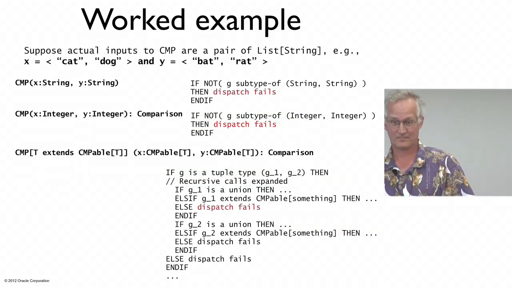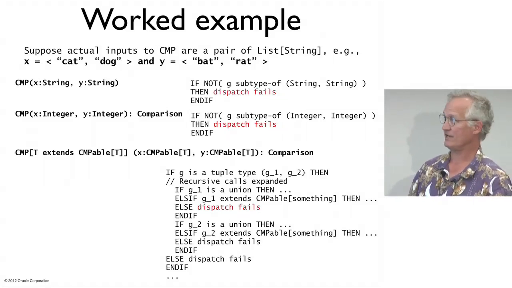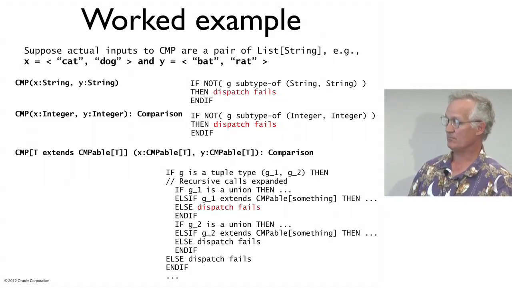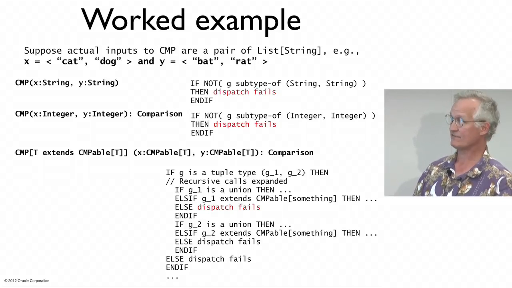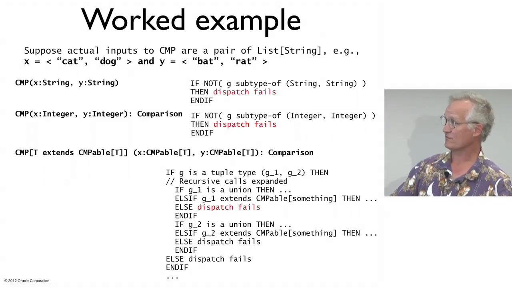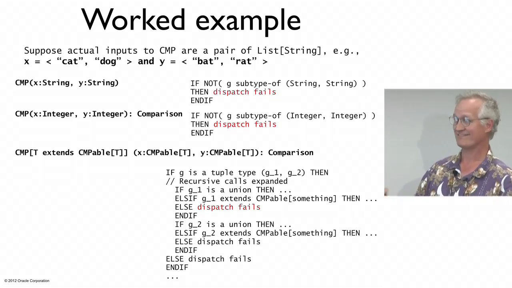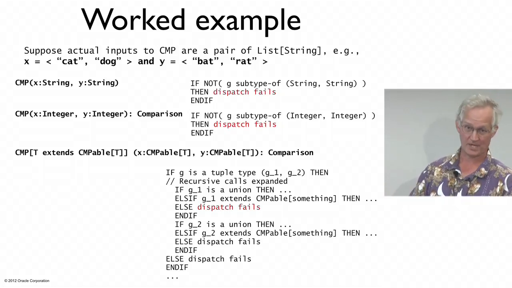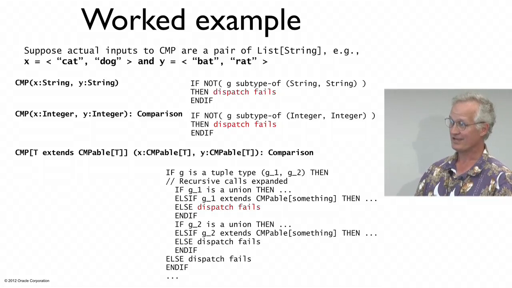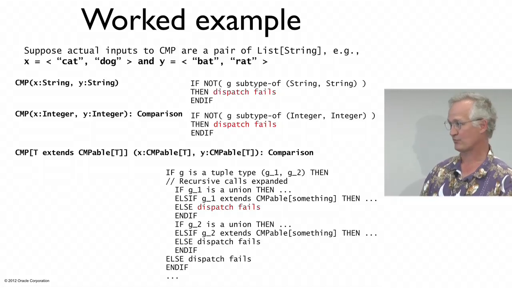So in practice, this is the worked example for the comparison function. Supposing we had that overloaded function, and supposing we passed it a pair of lists, one cat dog and the other bat rat, so a pair of lists of strings. The first one fails. The code that's compiled for the first clause, the signature, has no variables in it, so it's just a subtype test. Is the tuple coming in a subtype of this constant tuple? It is not. Same for the second one. Is the tuple coming in a subtype of tuple of integer integer? It's not. The third one is a more complex compilation of the match procedure.